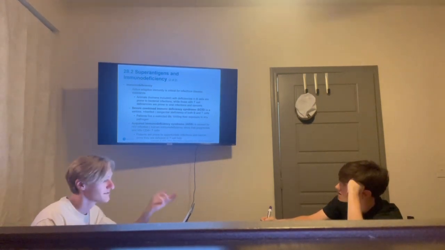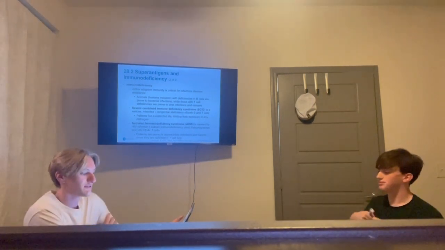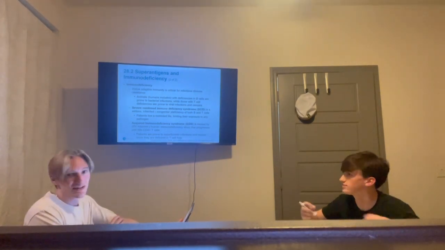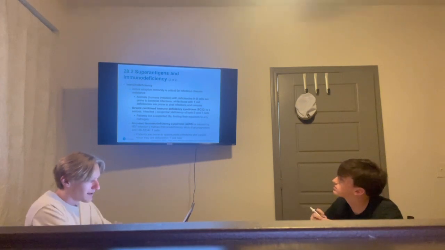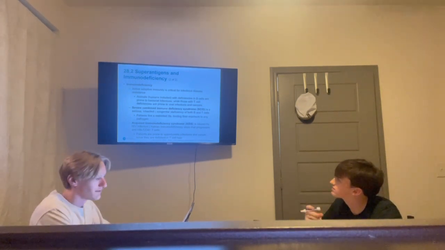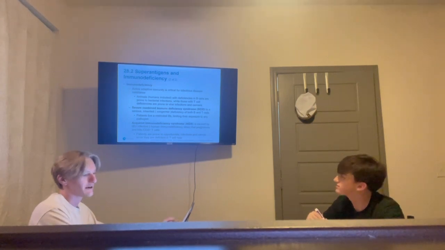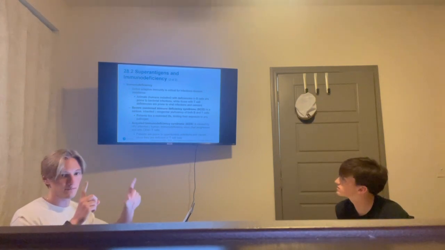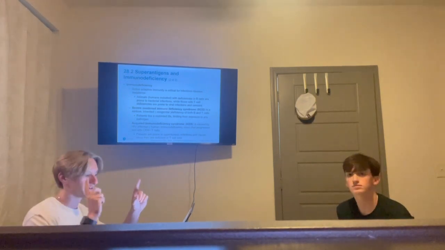Up next, we have severe combined immune deficiency syndrome. That's a long name, so we're just going to call it SCID. It is a serious inherited congenital deficiency of both B and T cells. So both B and T cells lower, higher chance of bacterial infection and viral infection and cancer.